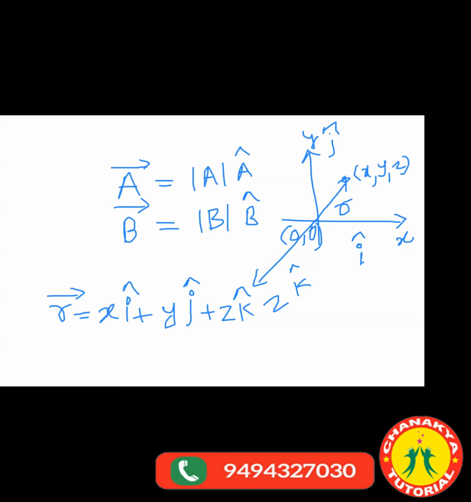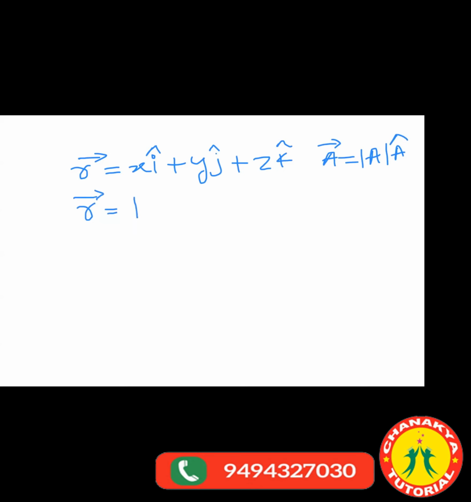Yes, sir. Very good. So now I said position vector is xi plus yj plus zk. Okay. And I told you any vector can be written as magnitude of that vector into direction of that vector. Similarly, can I write r is equal to magnitude of r into direction of r? Correct. What is the magnitude of r?